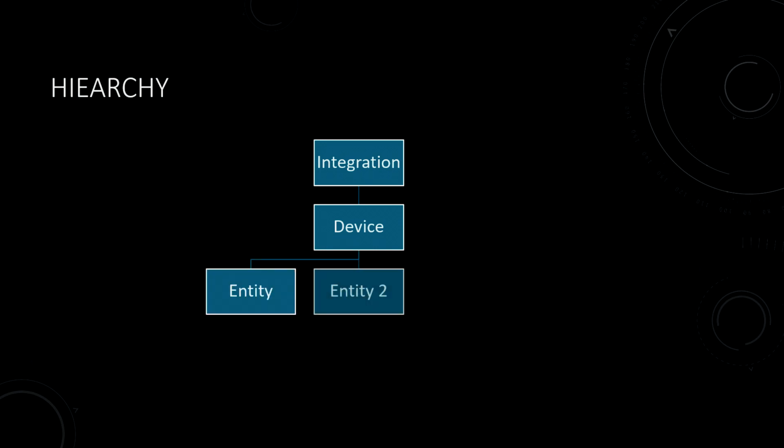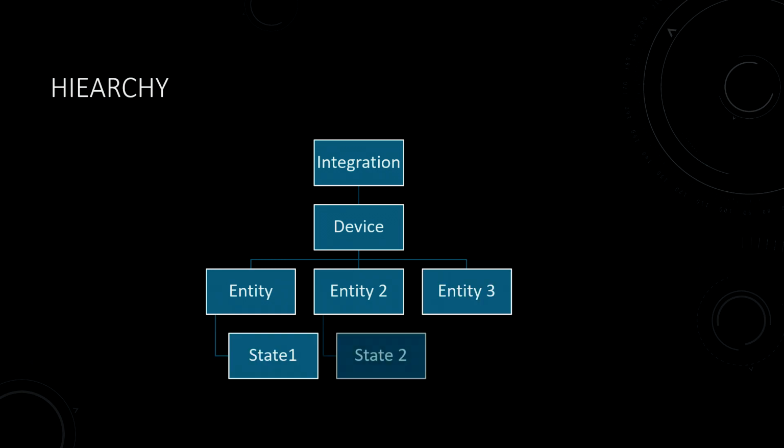Under this are the entities. These are things about the device that we can either set or read. And then under each entity is a state, which is the actual current value of that entity.